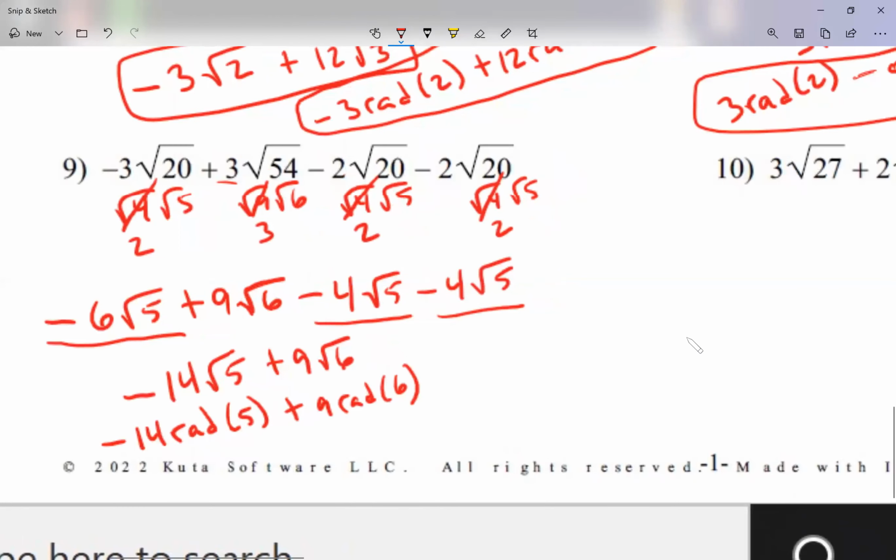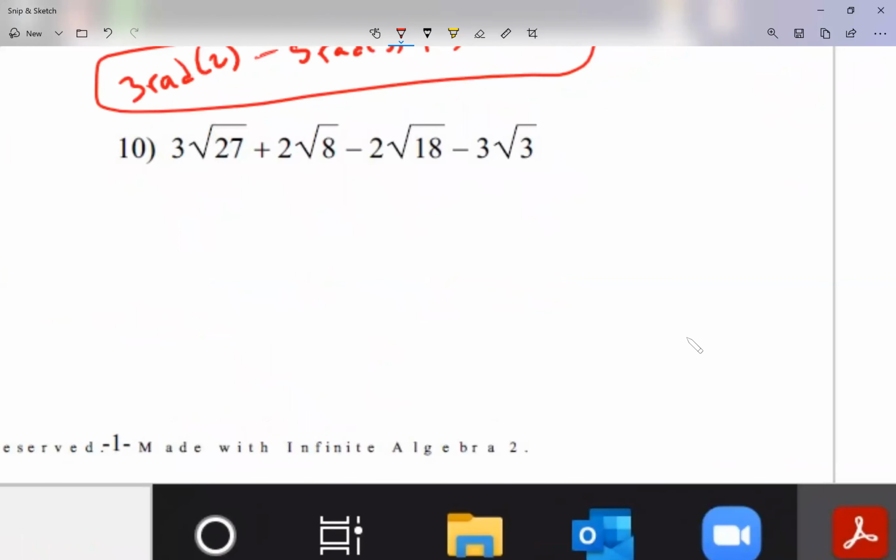All right, let's take a look at question number 10. Let me simplify each of these radicals first. Radical 27, the square root of 27. I'm going to simplify that as 9 times 3. Again, thinking 2 numbers that multiplied equals 27. One of them must be a perfect square. Square root of 9 is 3. That's right, that's a perfect square. This 3 multiplied with the number in the front, that gives me 9 radical 3.